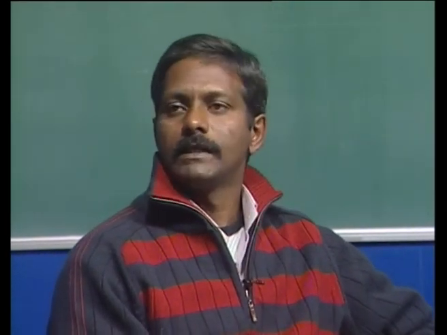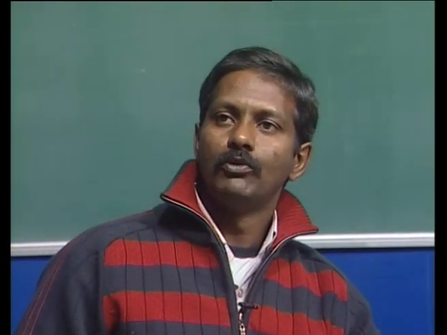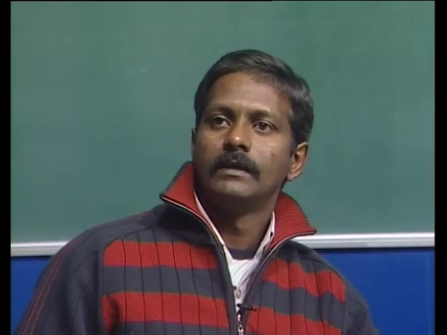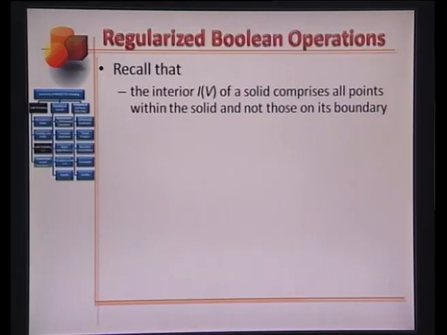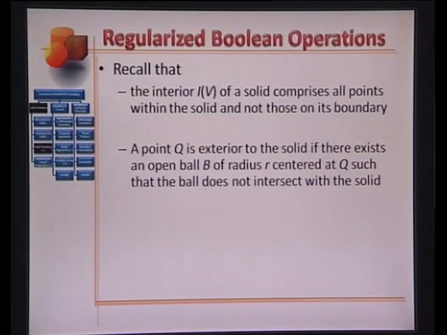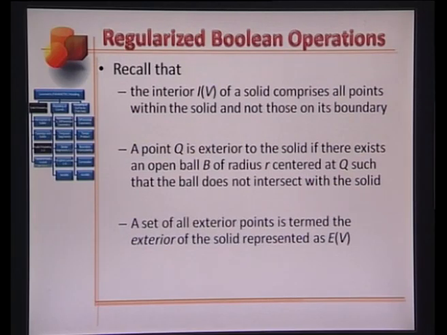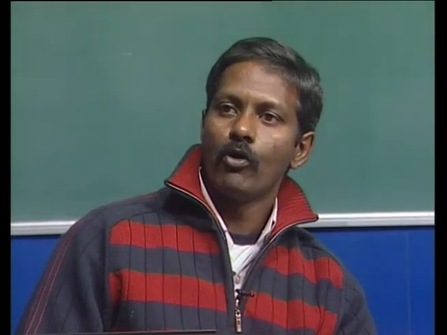Let's now talk about regularized Boolean operations. I'll tell you a little later why the Boolean operations cannot be applied in the raw form the way we discussed in the previous slide. Recall that the interior IV of a solid includes all points within the solid and not those on its boundary. A point Q is exterior to the solid if there exists an open ball of radius r centered at Q such that the ball does not intersect with the solid. A set of all exterior points is termed as the exterior of the solid, represented as E of V, where V would be a set of all points belonging to the solid.